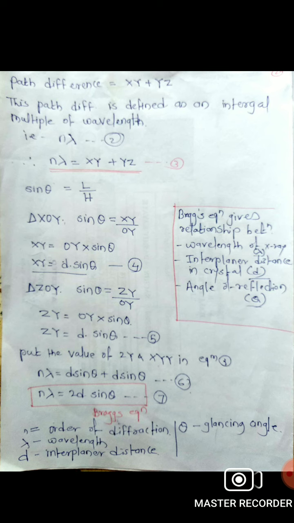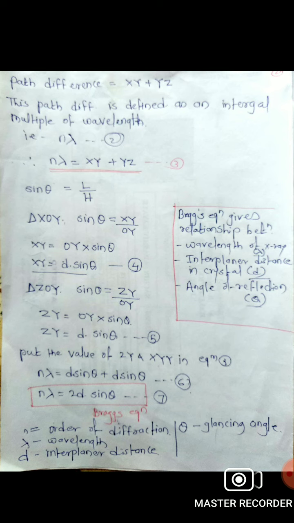The path difference is defined as an integral multiple of the wavelength, that is n lambda. N lambda is the path difference. Therefore we put this n lambda in equation number 1, that is path difference is equal to XY plus YZ. This is the equation first. Therefore the third equation is n lambda is equal to XY plus YZ.